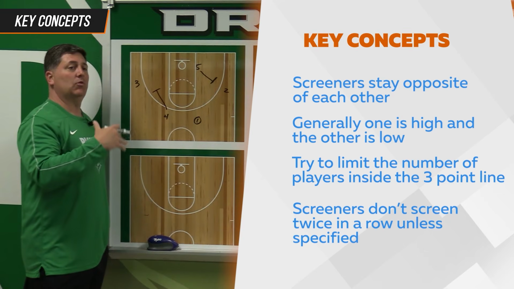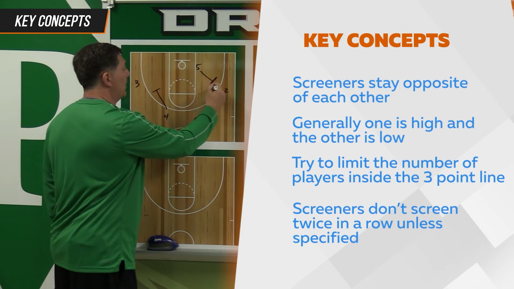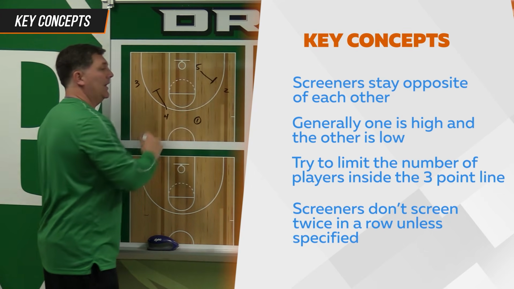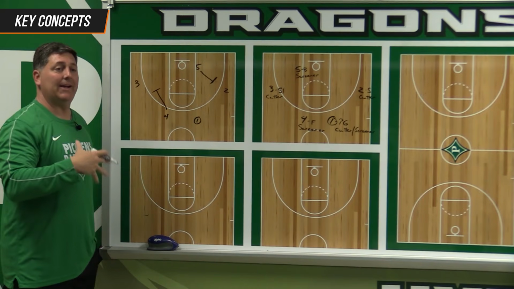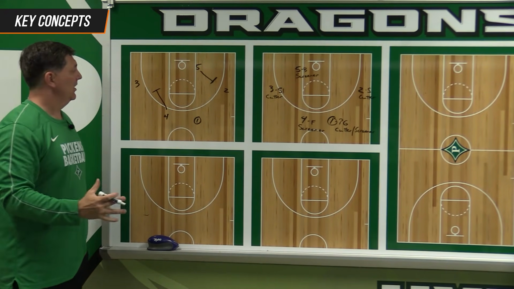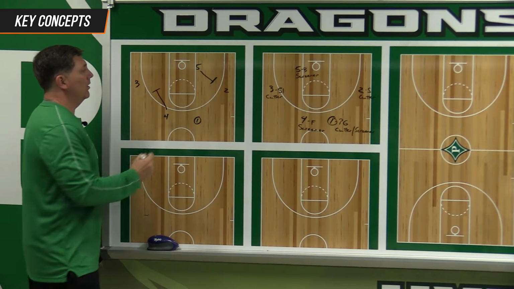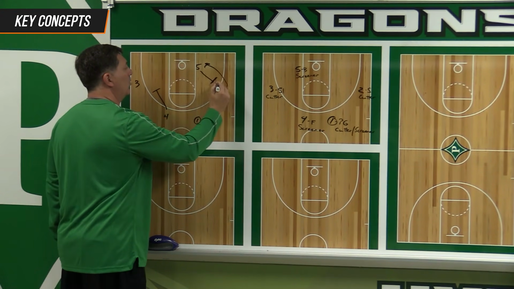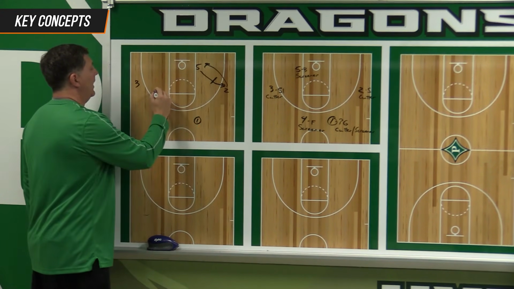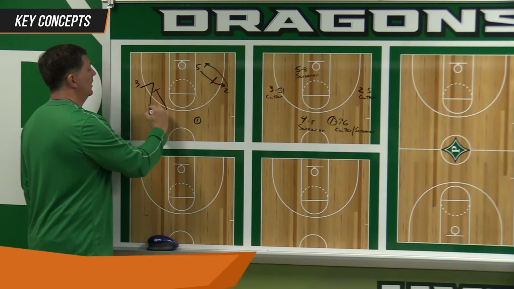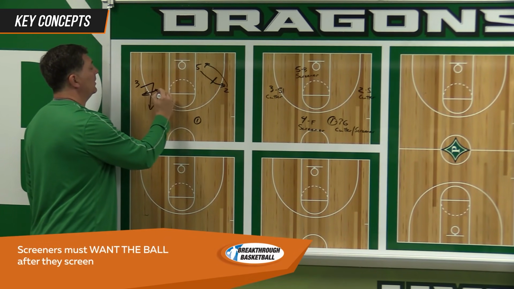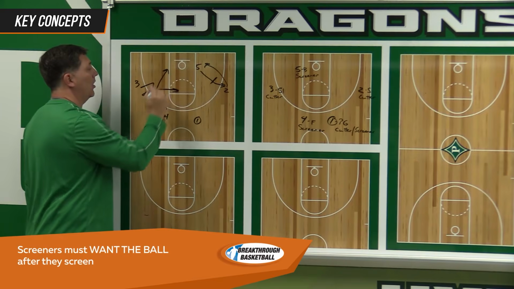Because what I've found, if you screen 2 times in a row, they just end up running around in a circle and not going anywhere. So we want our bigs, our screeners, if you will, they don't necessarily have to be bigs, they just have to be pretty good at their job. So after we screen here, we want to pop out to the ball. After we down screen here, we want to pop out to the ball, or we want to shape up, or we want to go post hard.